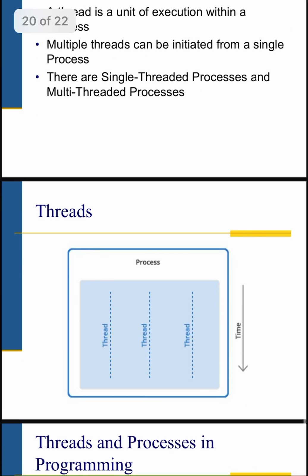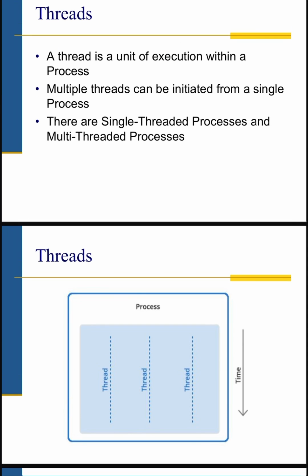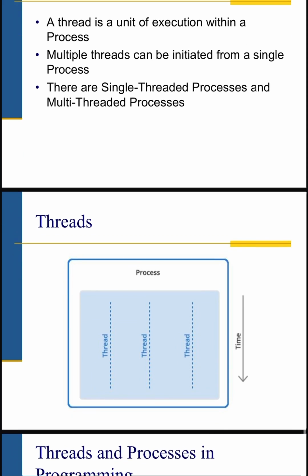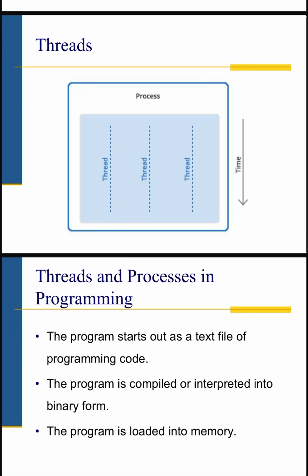So this is how threads look. Thread 1, thread 2, thread 3, and this is the time. Then the process. A thread is a unit of execution within the process. So the square is the process, and the thread is a unit of execution within that process.